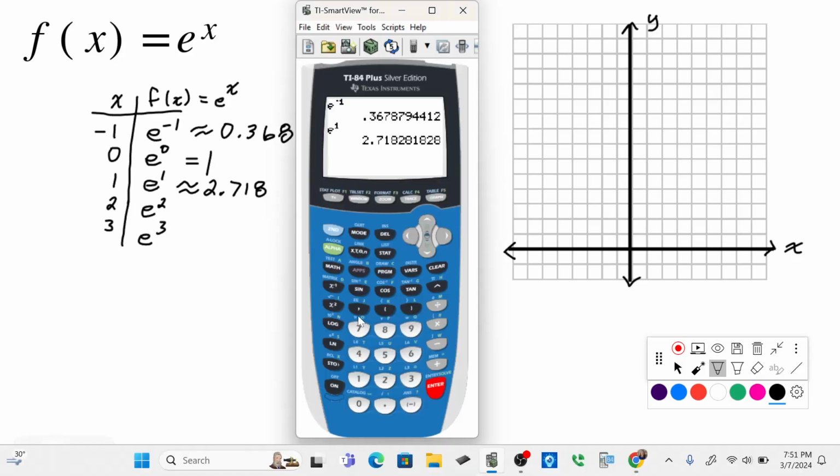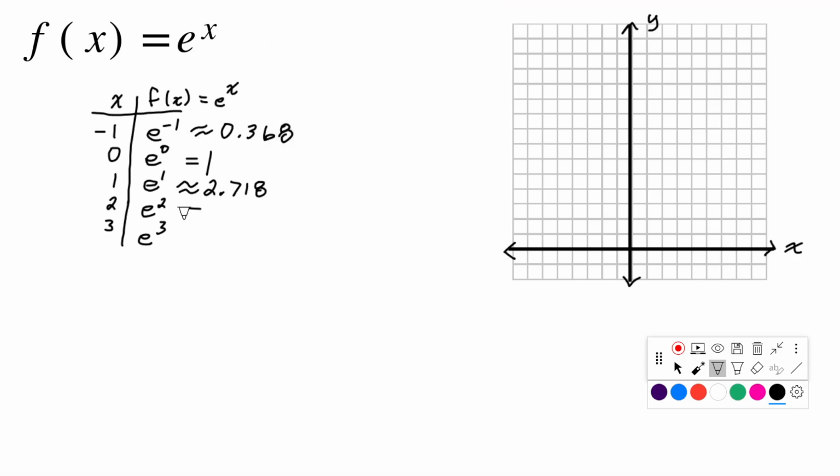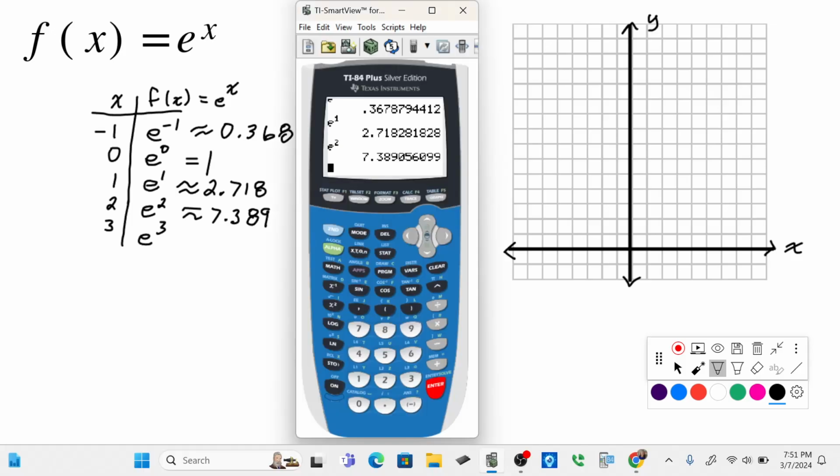So e to the power of 2, second natural log, or e squared, is approximately 7.389. And then let's do that again for e to the third power, or e cubed. Second natural log, e to the third power, is approximately 20.09.